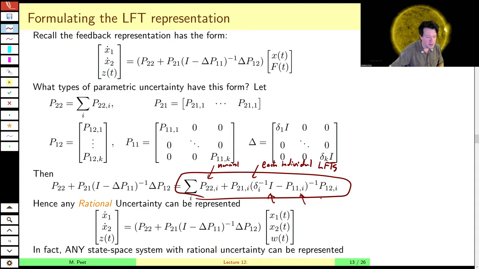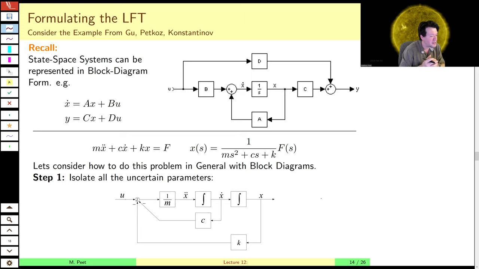However, that general formula is a little bit complicated, and so I'm going to take a very brief break and then come back and go through an example of how we put these things together in practice.